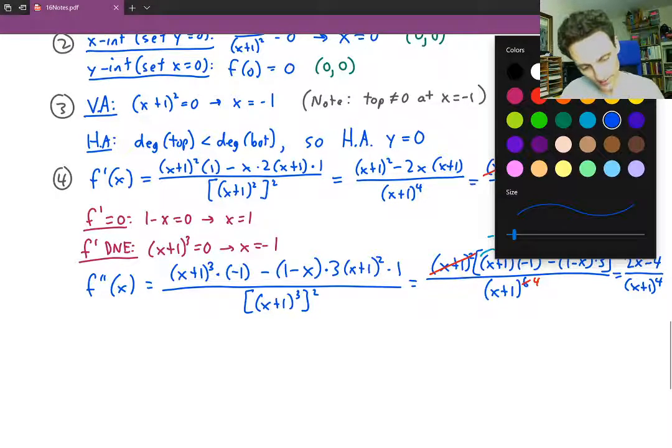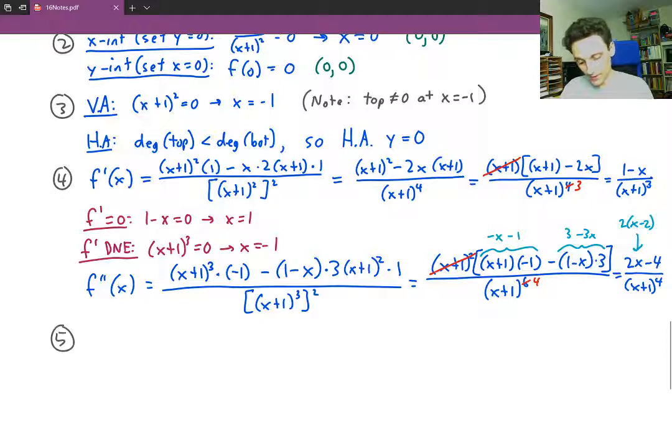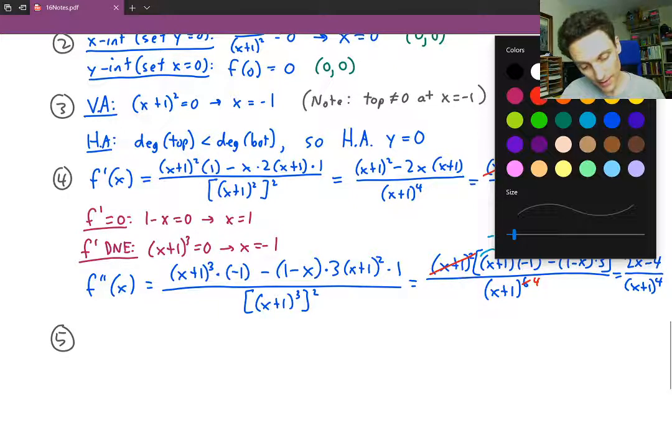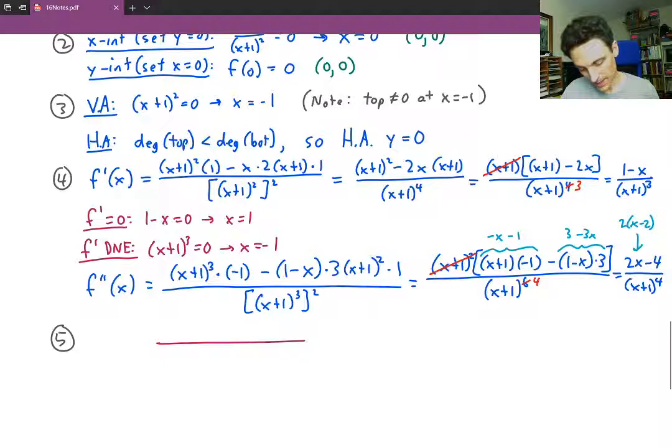Whoop, wrong color. So there are the first and second derivatives. Now we're going to put those together in a sign analysis chart. Here we're going to throw in all the x values that we found. Whoops, I forgot. We didn't find any x values for the second derivative.